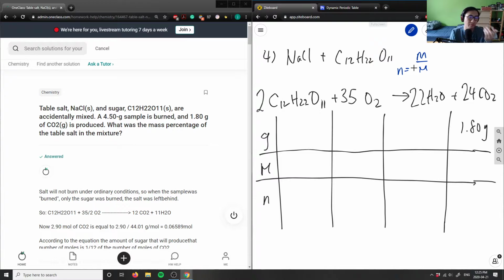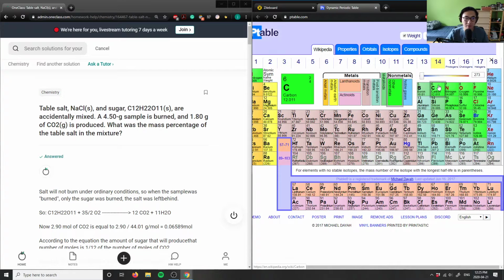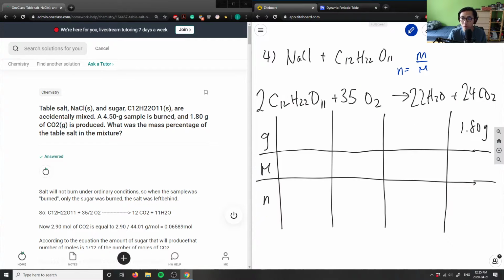So I can figure out molar mass using the periodic table, right? I have carbon, CO2. So C here is 12.01, plus I have 2 oxygens, so 2 times 16 here, to give us our molar mass of carbon dioxide, which is 44.01. This is in grams per mole. I just don't have space here, so let me just write down, this is grams per mole.